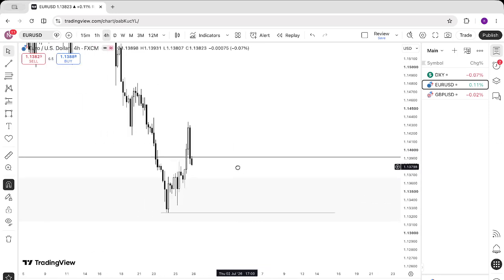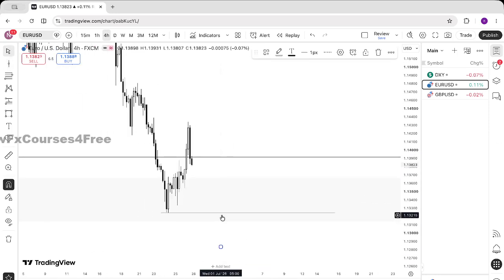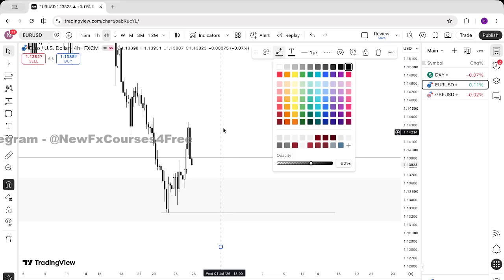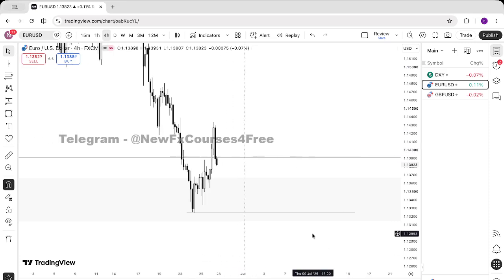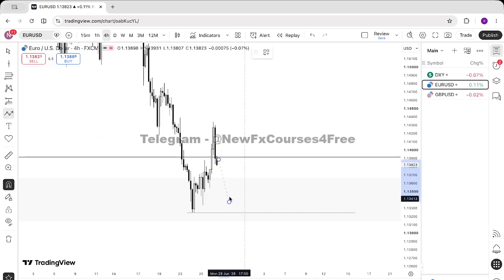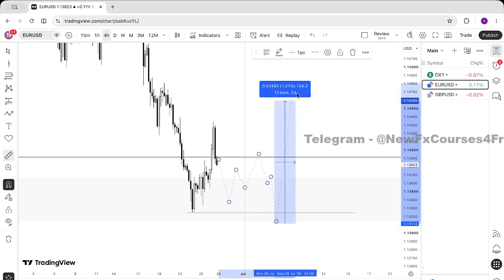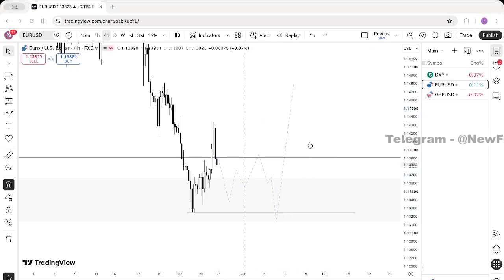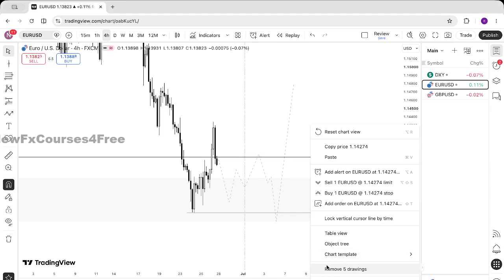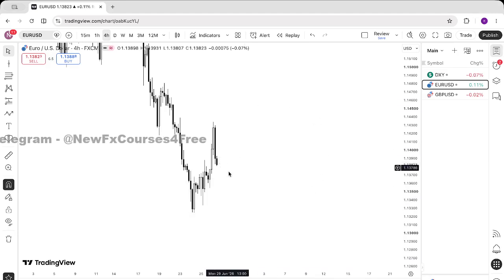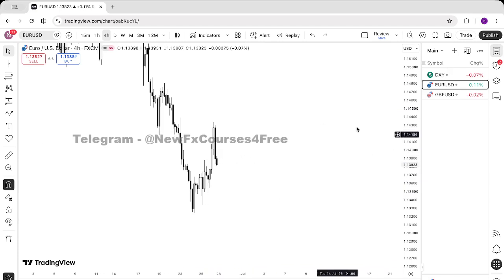And with NFP on Friday and the new monthly candle opening on Wednesday, it's very possible that we get something like this. NFP, dump, and then pop. Okay? So that's the idea behind Euro this week, okay, and going into next week.